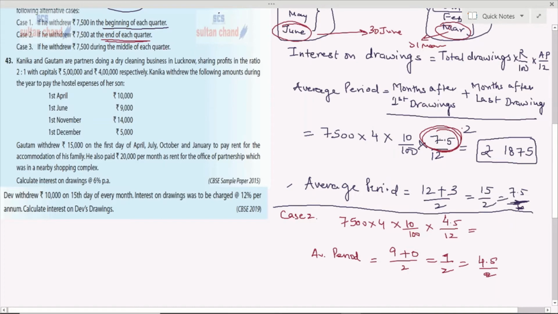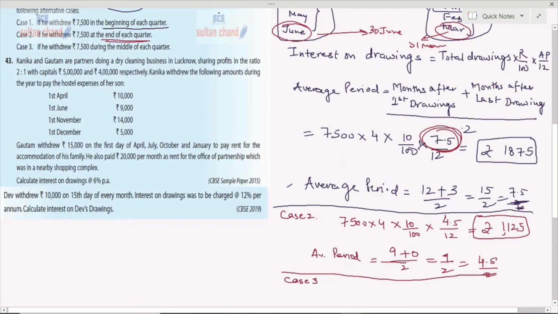This brings to the point here that now I have this as 1125. I hope you are understanding this. Moving to the third case, case 3.